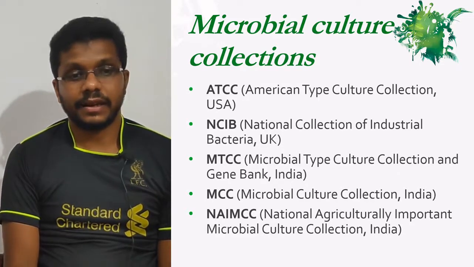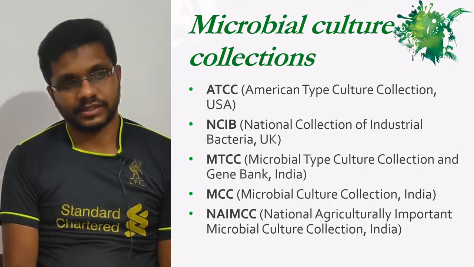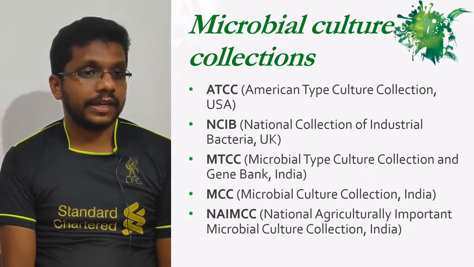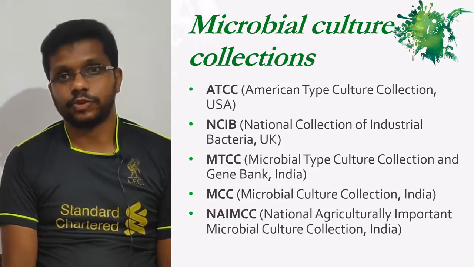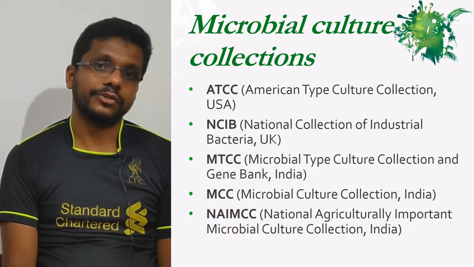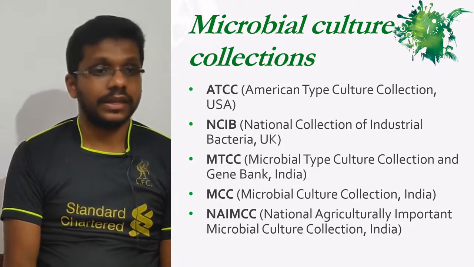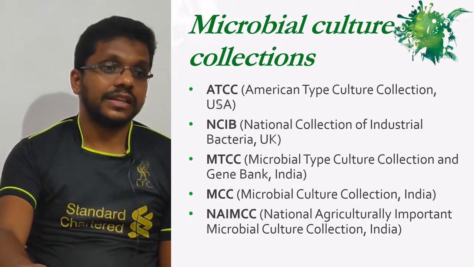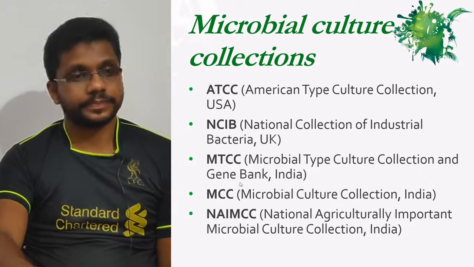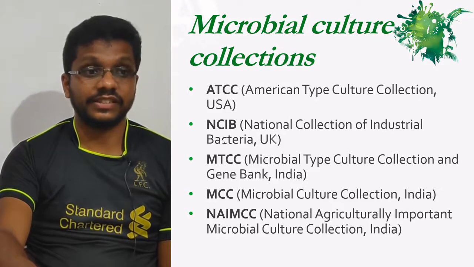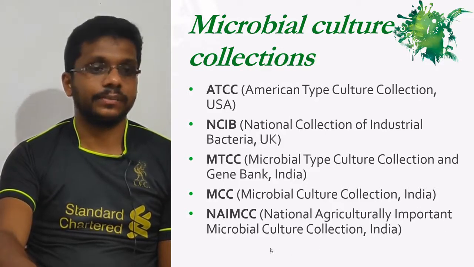NAMCC, National Agriculturally Important Microbial Culture Collections. In the first one, ATCC, they have microorganisms as well as plant and tissue culture, so they act as a gene bank for plants, animals, and microorganisms. But other culture collections only deal with microorganisms, and some of them are very specialized, like the National Collection of Industrial Bacteria or agriculturally important bacteria.